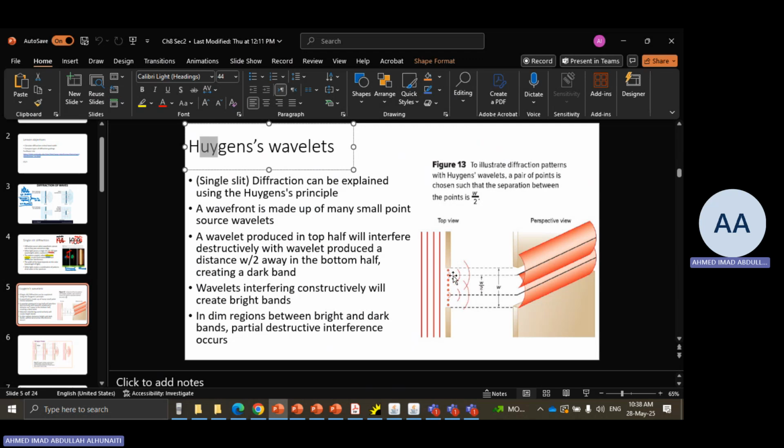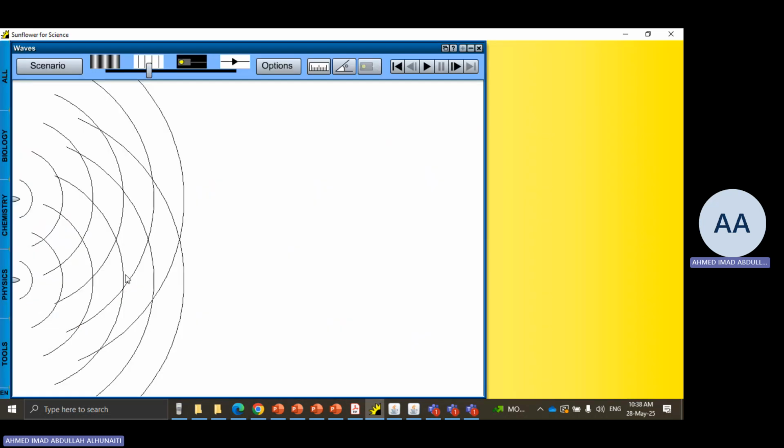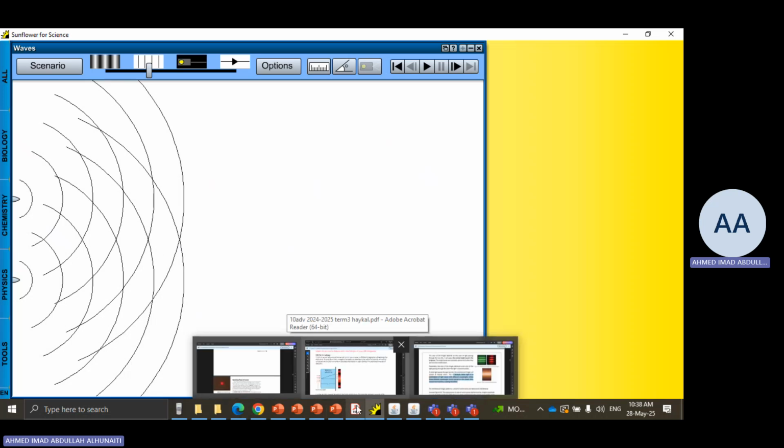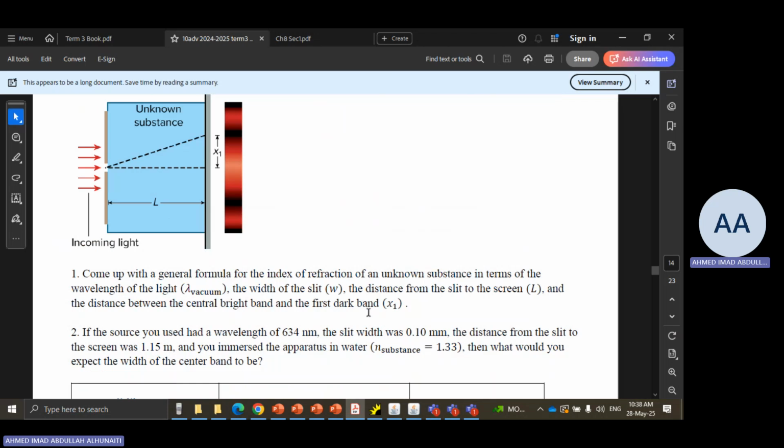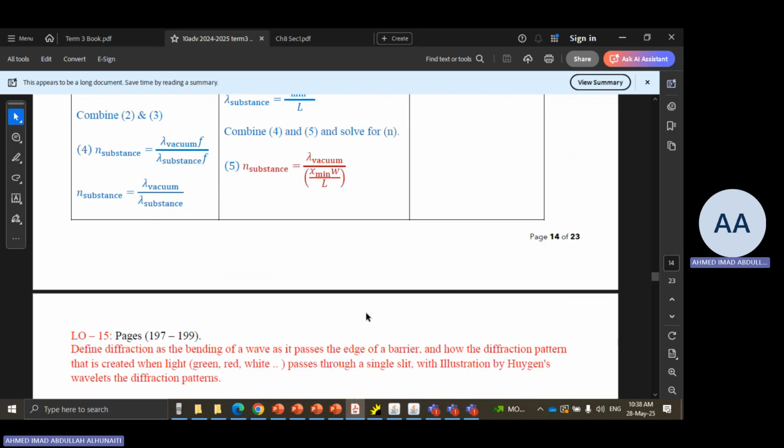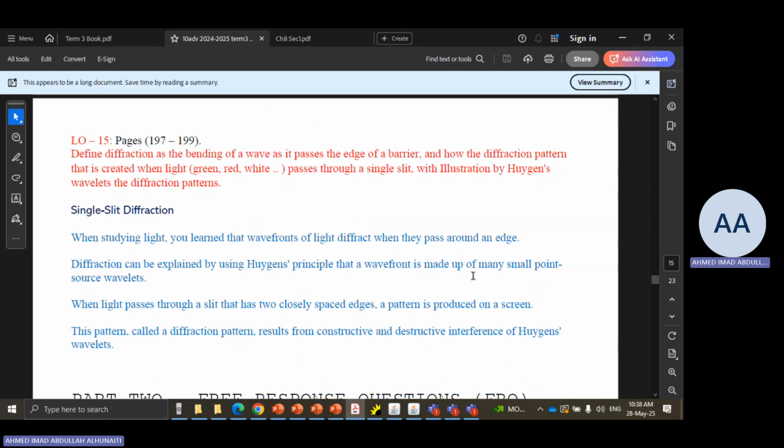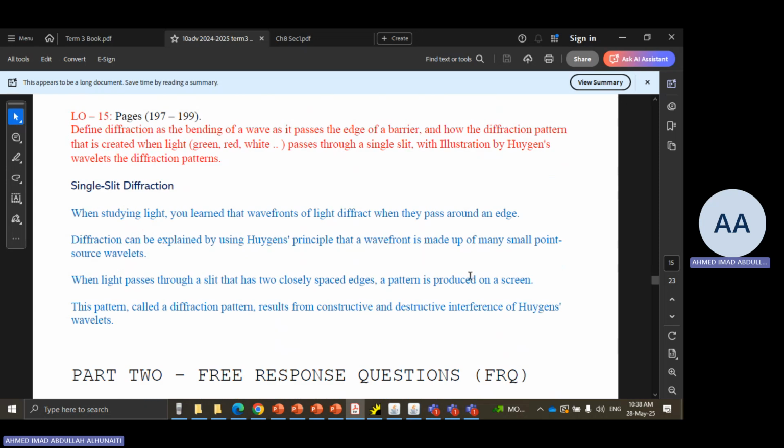These wavelets, each of them will behave as a new source of light. So if we go back to this simulation here, instead of having two slits, you can just understand this as two separate wavelets. They're both creating their own waves, and you'll see a similar pattern to what we saw with the double slit experiment. There are some differences, but the fact that we have bright and dark colors is similar. Define diffraction as the bending of a wave as it passes through the edge of a barrier, and how the diffraction pattern is created passing through a single slit with illustration of Huygens wavelets. I believe we did this.